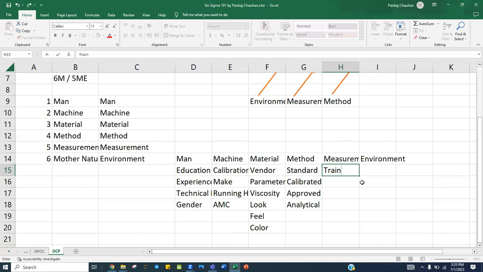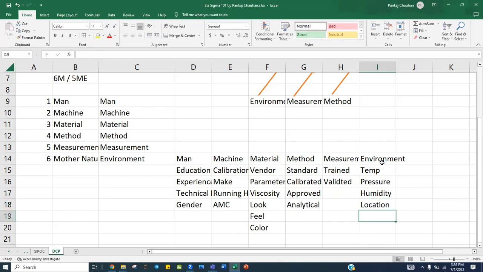Are the people who are collecting the data trained or not, which can be part of your man as well as the method. Either trained people are collecting the data or not. Maybe the method is a validated method or not validated, and many more. Like the environment: what temperature you are working at, what pressure, what the humidity is, or maybe what the location is, can be part of this.